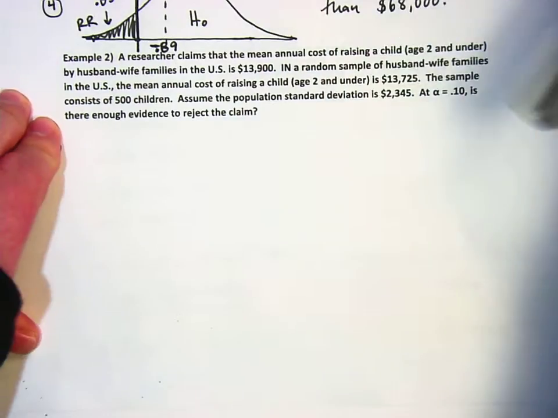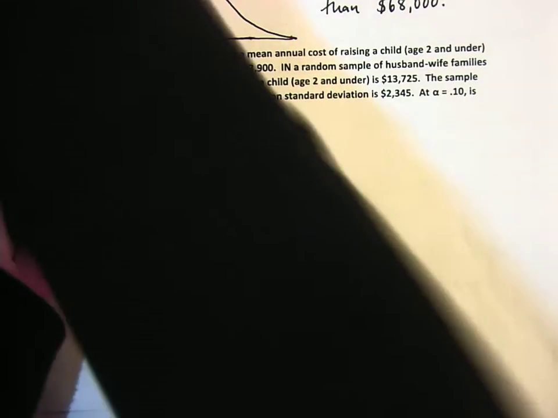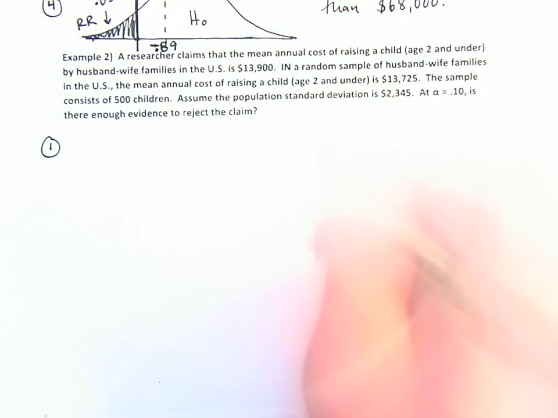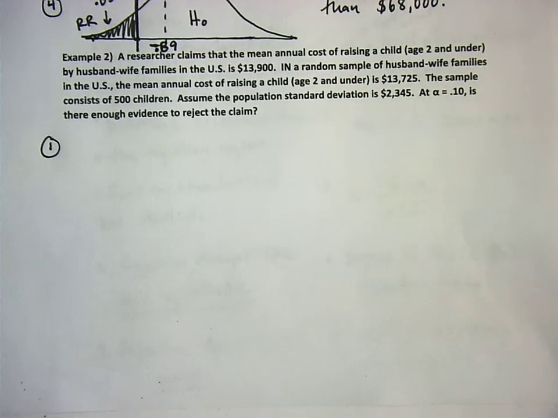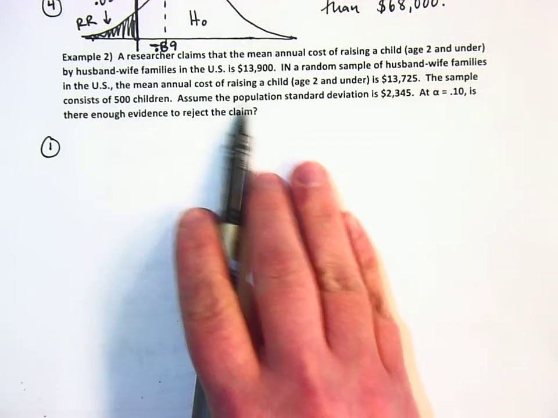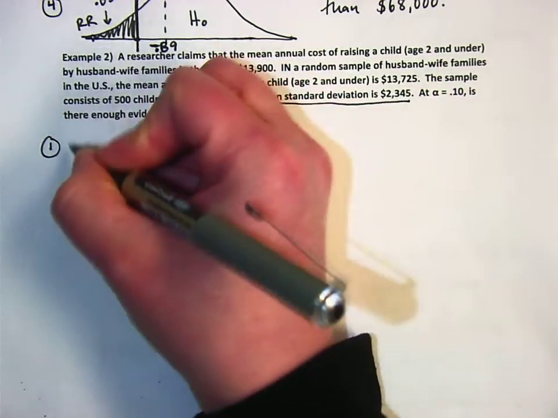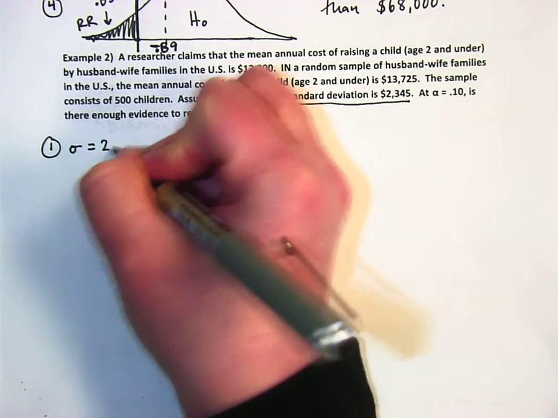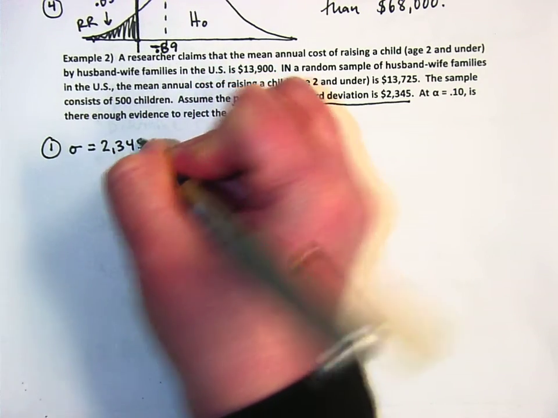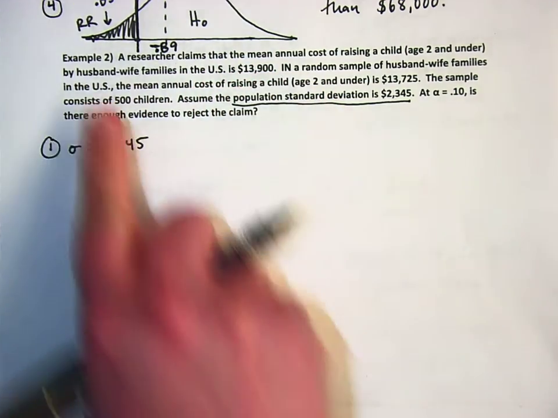All right, step 1. I'm not even going to look at my directions because I know what my directions are. The first direction is to check and see if the population standard deviation is listed. It is. It's right here. It even says population in it. I might as well read the question.